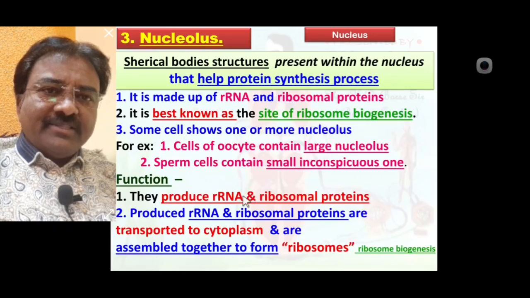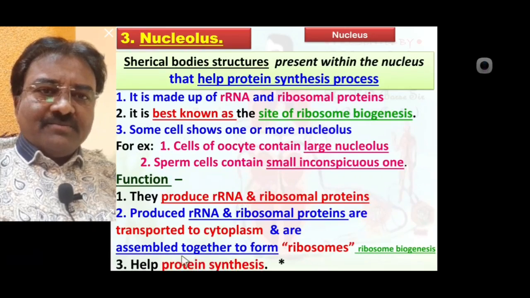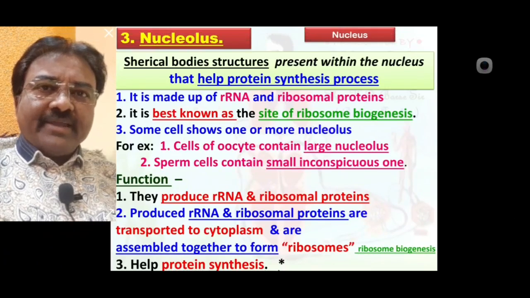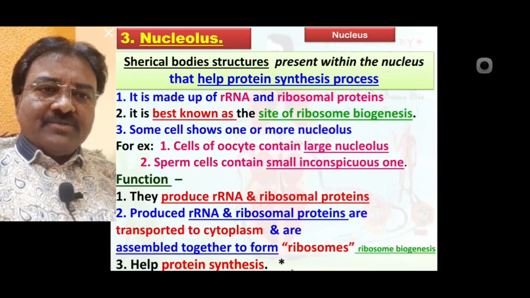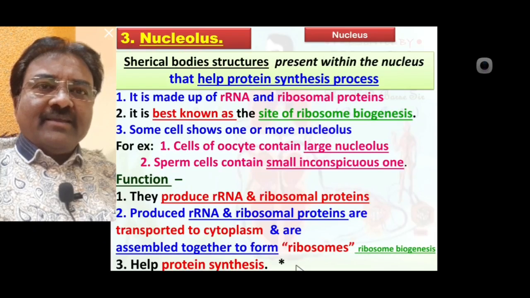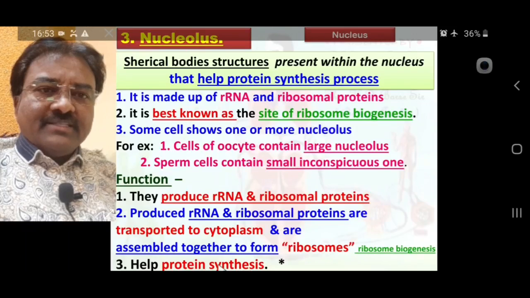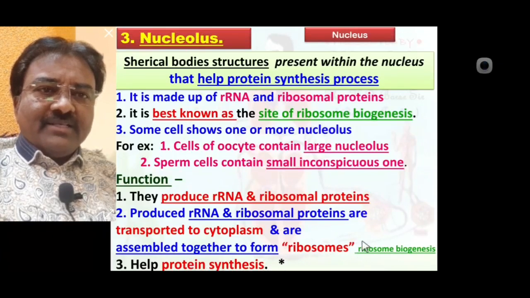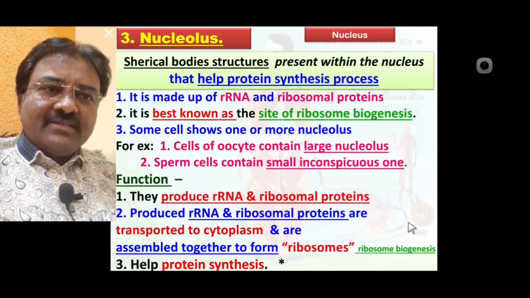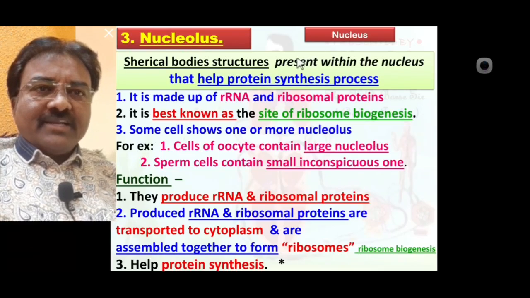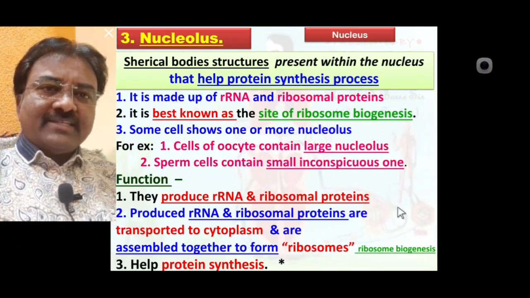Hope that you understood everything. Third function, helping protein synthesis. You know, the ribosome is a protein factory. Such ribosome is made by the nucleolus. So the nucleolus directly helps the protein synthesis process. Here note all these three functions done by the nucleolus. Hope that you understood everything. What is the actual nucleolus? It is present inside the nucleus and performs functions like helping the protein synthesis process.